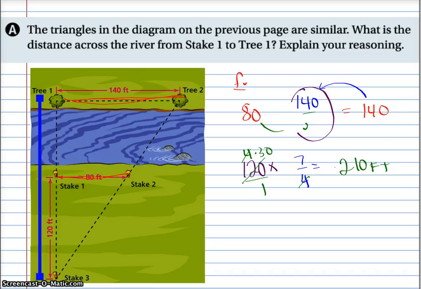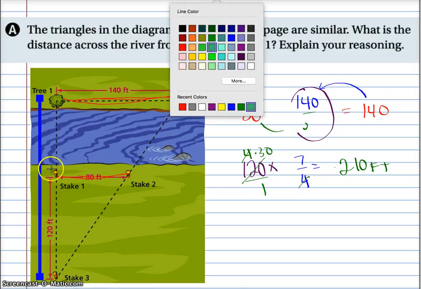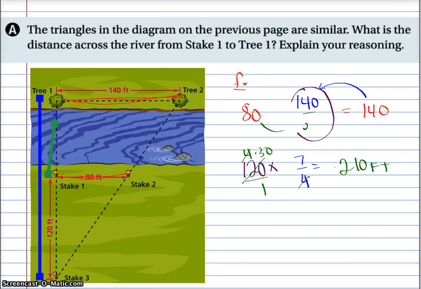Now is that my distance for my stake 1 to tree 1? No, I have to subtract this 120. So what I'm going to do is subtract 120 from there, and I should have my remaining distance. So 210 feet minus 120 feet equals 0. Borrow and make that a 1. 80 feet. So 80 feet across. This is 80 feet, not 8 feet, 80 feet.